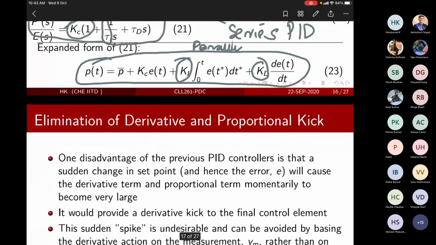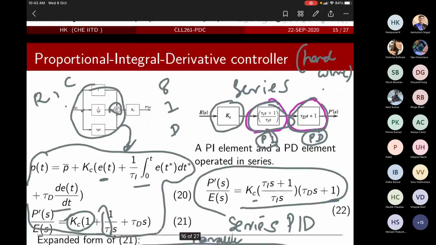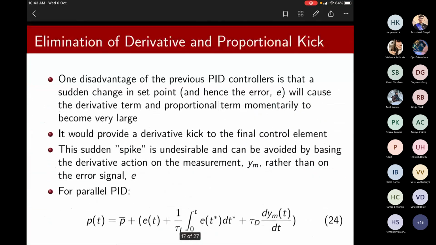Okay, so now we were trying to see the two hardware implementations of PID controllers. One is of course parallel and one is series. Now, we have seen two good things about PID. First of all, the P part would give some initial pull.